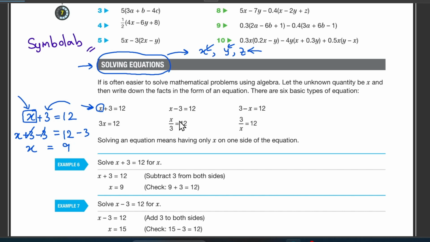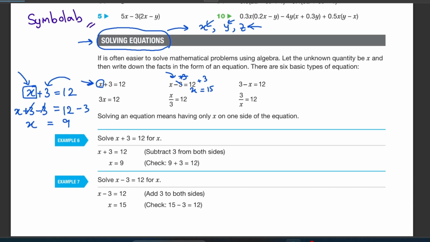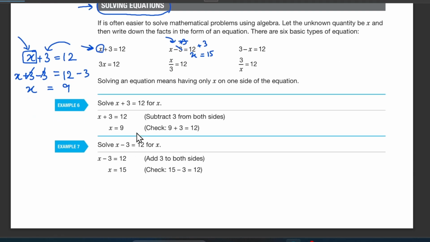Similar here, you can see here we have x minus 3. So to get rid of this minus 3, what we have to do is add plus 3 to both sides. Then these two cancel out. We have x equals 50. Like that, we can find the values. So you can see x equals 15. That's the answer here.